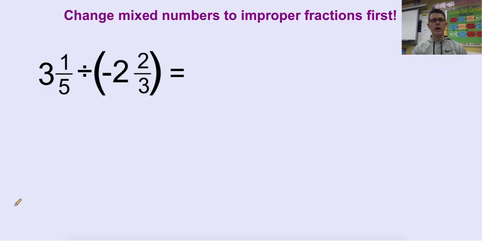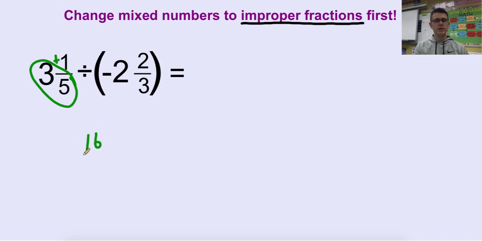So now to mixed numbers. Same as last time. Change the mixed numbers to improper fractions first, and then we're going to follow all of our regular rules. So 3 times 5 is 15, plus 1 is 16/5. 2 times 3 is 6, plus 2 is 8/3, and the negative just tags along.